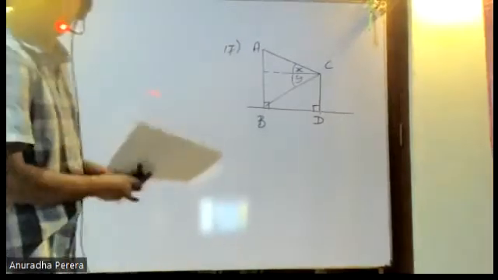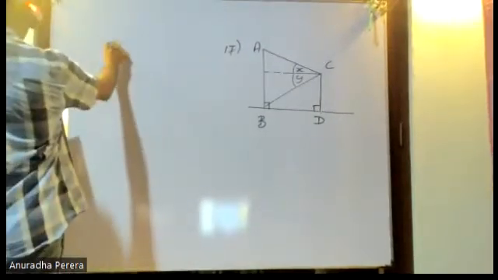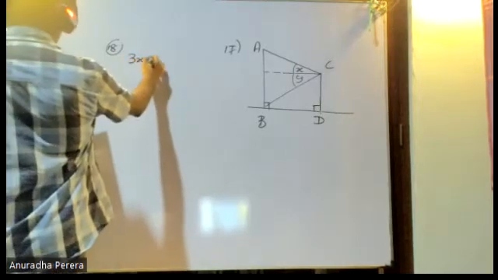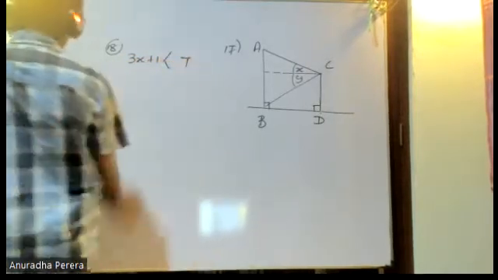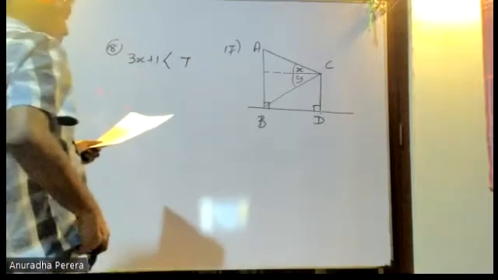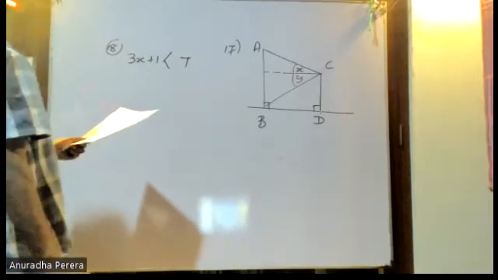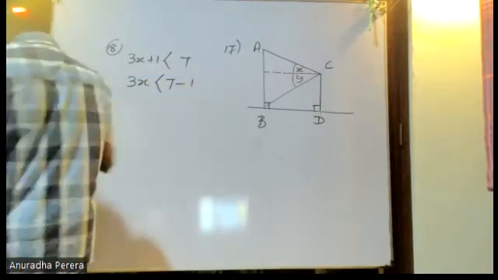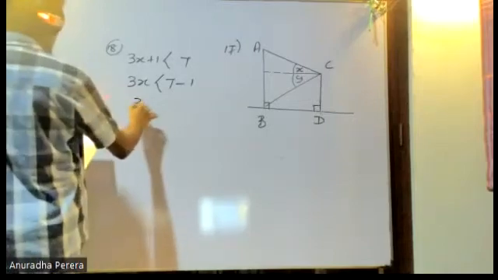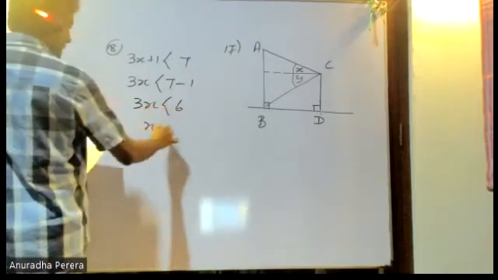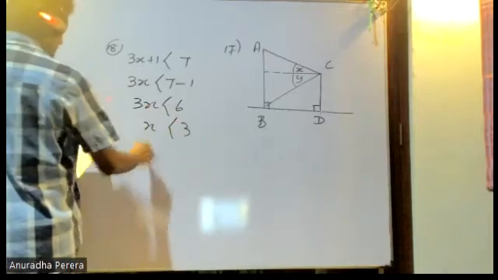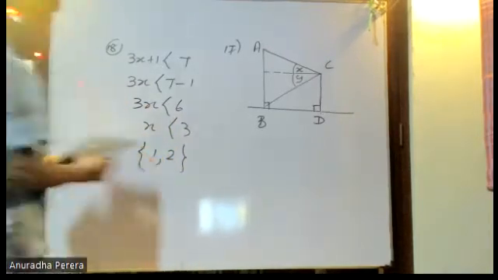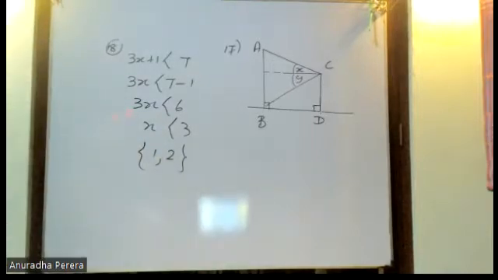18. Solve the inequality 3x plus 1 less than 7, and write the set of positive integral solutions. 3x less than 7 minus 1. 3x less than 6. Then x less than 3. We need positive integral solutions. 2, 1. Only two solutions. 2 and 1.